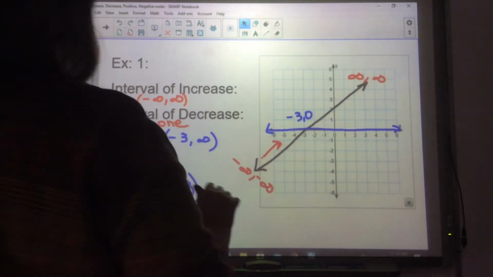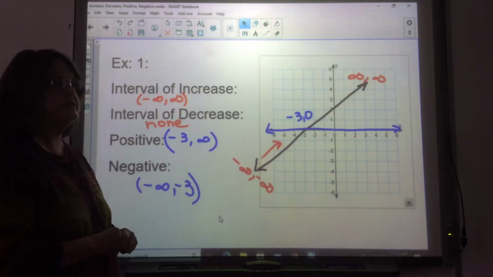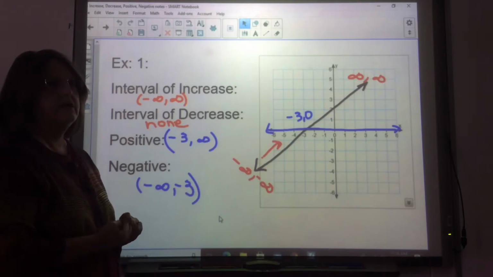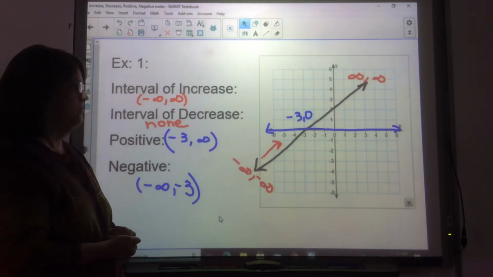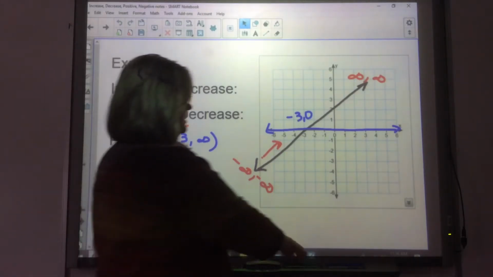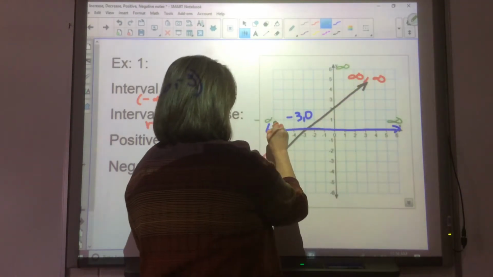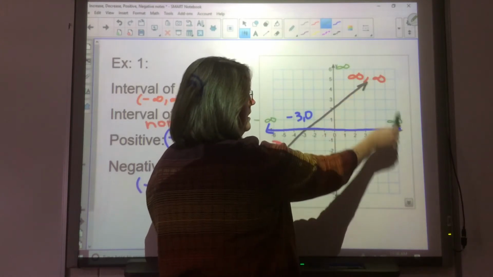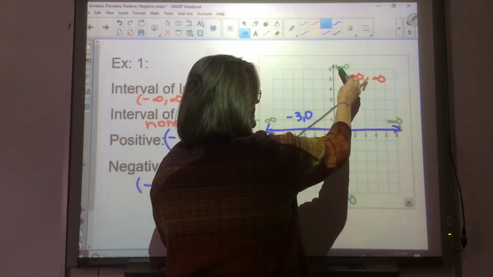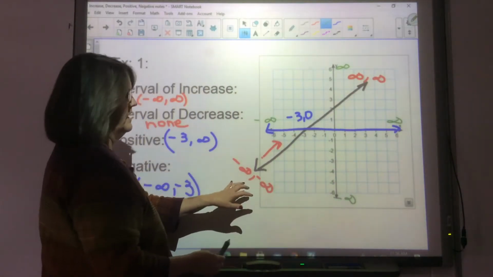Okay, this lesson is mostly over positive and negative, but I include increase and decrease in the lesson so that you can discern between the two because they're very similar. Remember, you want to label your graphs. So we have an infinity and a negative infinity. If I label that arrow, its x-coordinate is infinity, its y-coordinate is infinity. If I label this one, it's negative infinity, negative infinity.